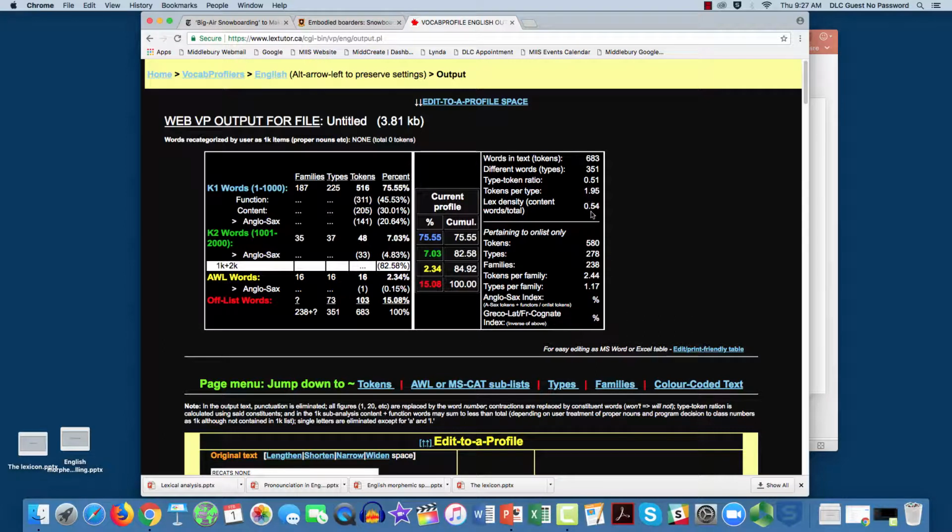And the lexical density refers to content words. Content words are things like nouns, verbs, adjectives, adverbs, as opposed to functional words like prepositions, conjunctions, articles, determiners, those sorts of things. So the fact that the lexical density, this is 0.54.